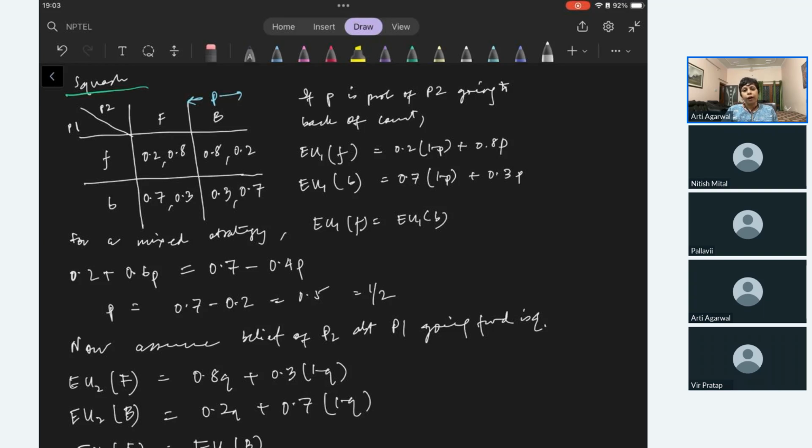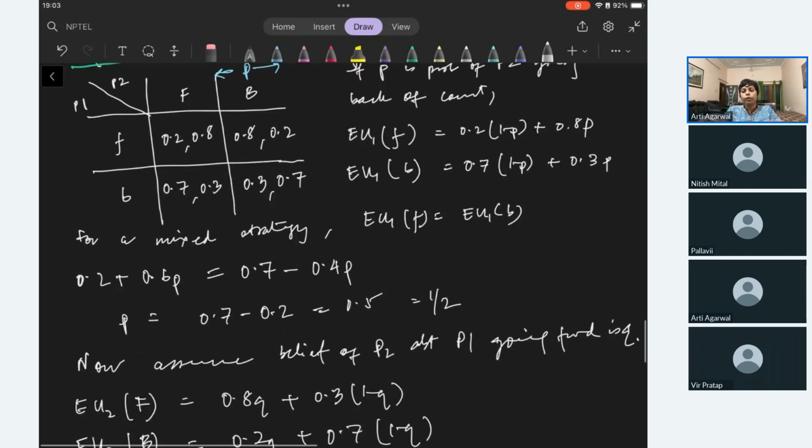And you have to remember to use P and Q correctly. Like I was just, in a hurry, you can make a mistake. The P value is coming from player 2 and Q is coming from player 1. And P is going to figure in the payoffs of player 1. Q is going to figure in the payoffs of player 2. Sounds confusing, but it becomes your intuition once you do a lot of these type of questions.